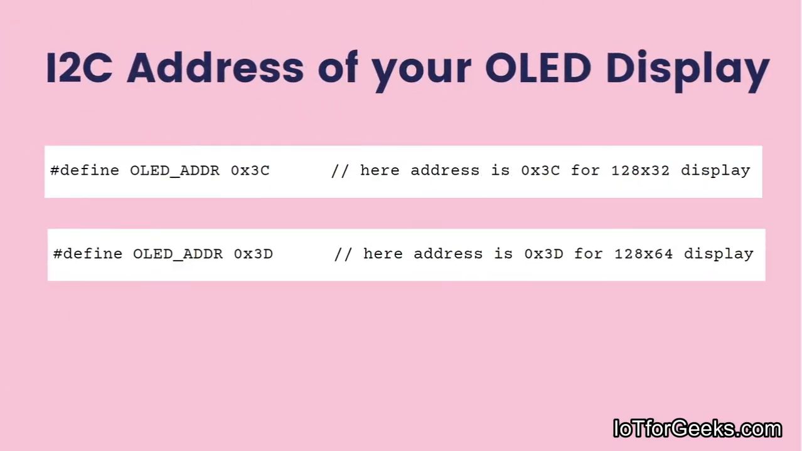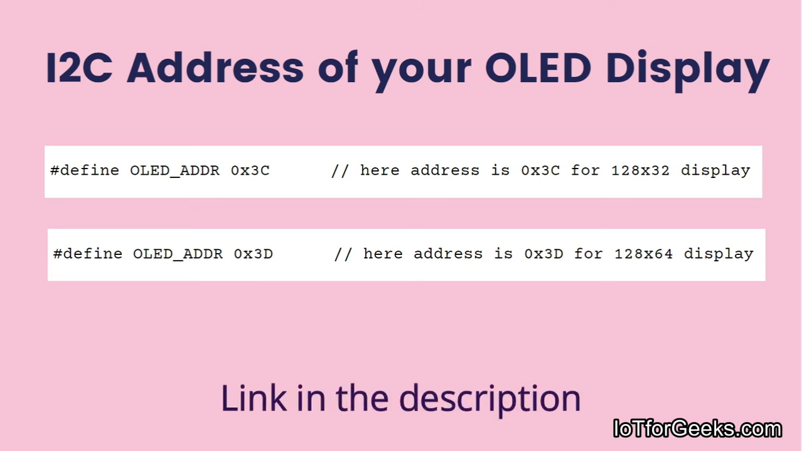Then the next check should be the address of your OLED display. As we are using the I2C mode of communication, each peripheral will have a unique address. In the case of OLED displays, they come with different resolutions. One can be 128 by 32, other can be 128 by 64. So depending on the resolution, its address might be different. So I have given two examples, that is for 128 by 32 it's 0x3C, and for 128 by 64 it's 0x3D. If both of these addresses are not working, then you should try using an I2C device scanner program.